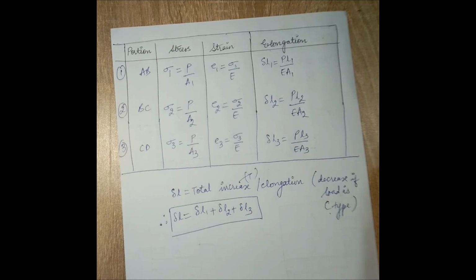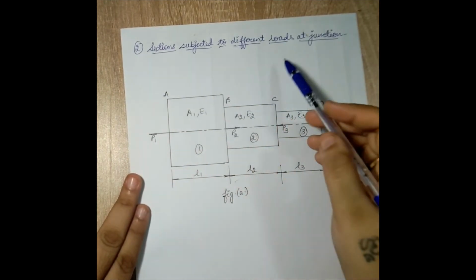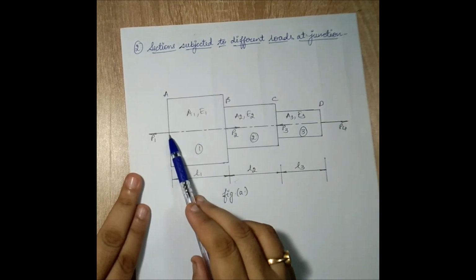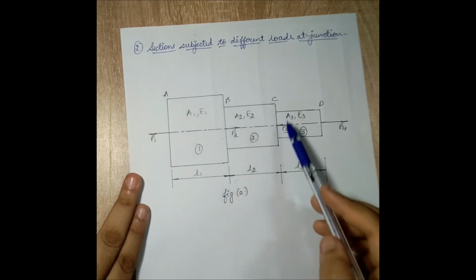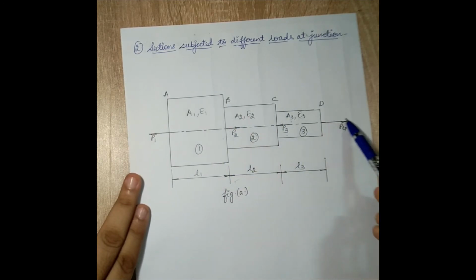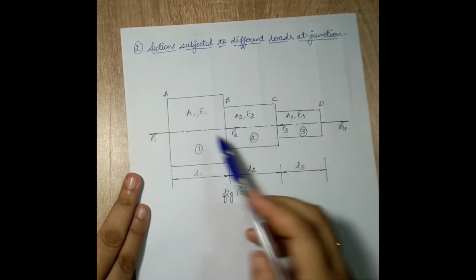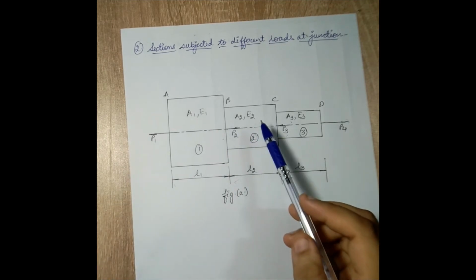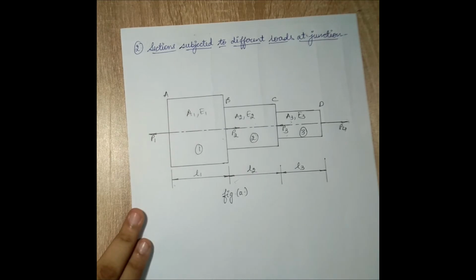and if required you can also calculate the individual elongation. Next we will talk about the second type, that is the section subjected to different loads at the junction. You can observe here at junction A the load is P1, at junction B the load is P2, at C the load is P3 and at D the load is P4. Length like the previous one, L1, L2, L3, area A1, A2, A3. Here I have taken a small change, that is I have taken different materials, so it is E1, E2 and E3.